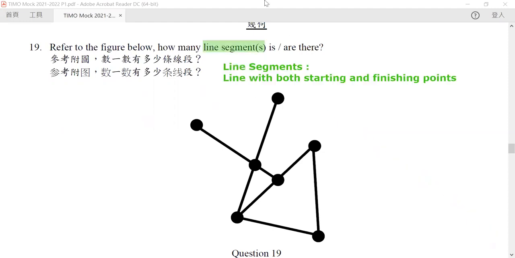Now, because of this, we want to calculate what they mean. Notice that if two lines, although they may be in the same direction, have different starting or finishing points, they are considered different line segments. Now, let's look into it. For example, in here, let's focus on this line, this red line. How many line segments are within this line?